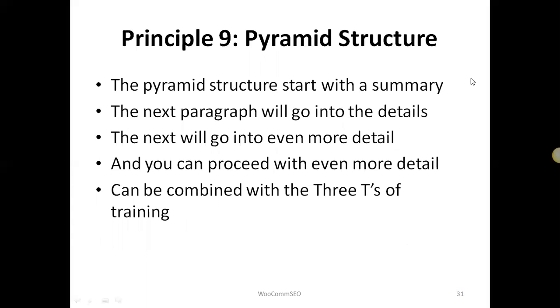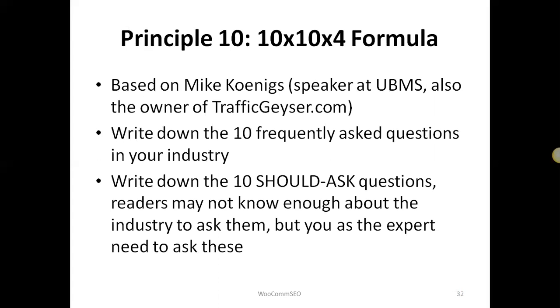Principle number 9 is the pyramid structure. In the pyramid structure, you start your article with a summary. The next paragraph will go into the details. The next will go into even more detail. And you can proceed with even more detail. So it looks like a pyramid. You can also combine this with the 3 T's of training by adding an outline at the top. And you can also add a summary at the end.